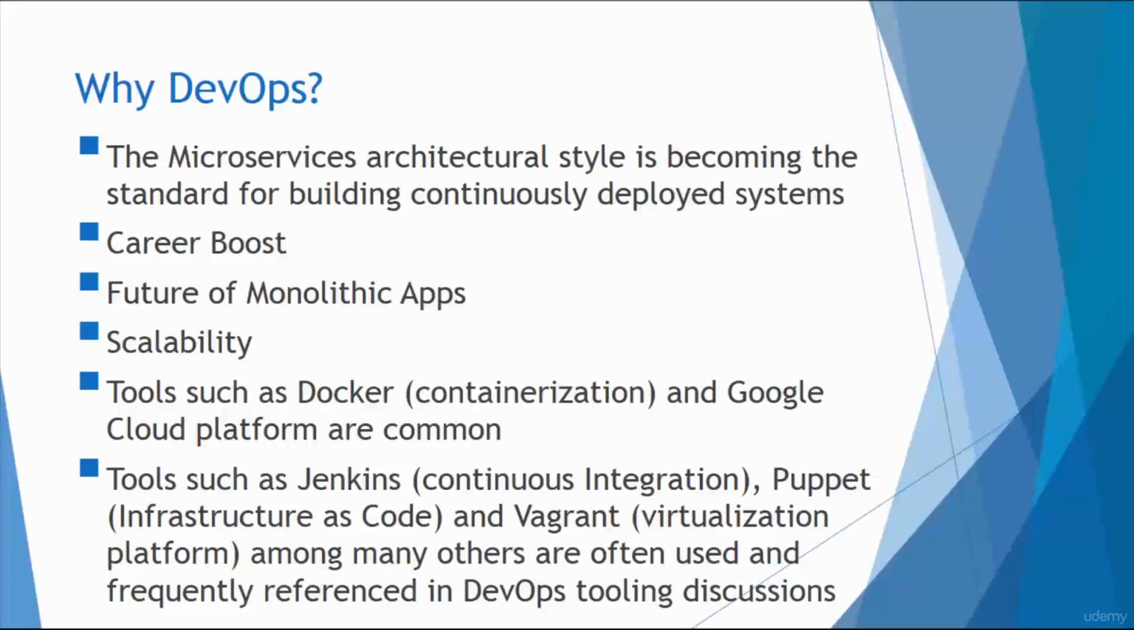So we'll use tools such as Docker and the concept of containers, and once we move to the Google Cloud Platform, we'll take a look at the concept of pods, which contains all these containers, right? And these are pretty common words that you hear when you work around the DevOps culture. And there are other tools such as Jenkins for continuous integration, Puppet for infrastructure as code, and Vagrant for virtualization platform, among many others, are often used and frequently referenced in DevOps discussions.